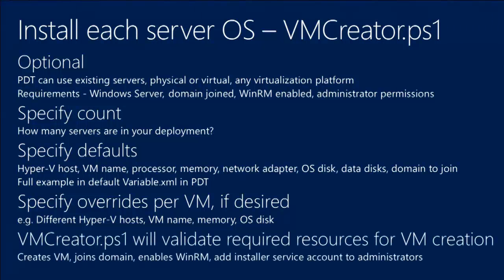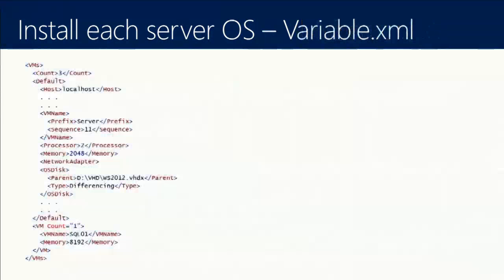And then the VM creator validates that it has all the resources it needs to be able to create those VMs. So the parent disks you specify exist, for example. The networks, the virtual networks you want to connect to exist. If those exist, it will then create the VMs for you, join them to the domain, enable WinRM, and add your installer service account as a local administrator on those. So by the time VM Creator is done, all the VMs are ready to be deployed against.